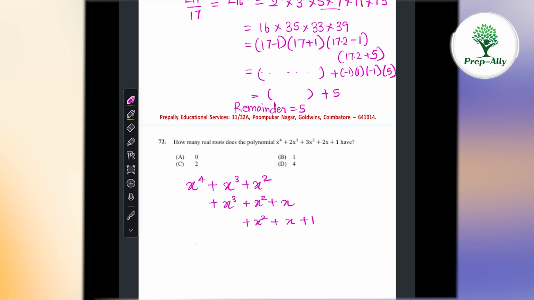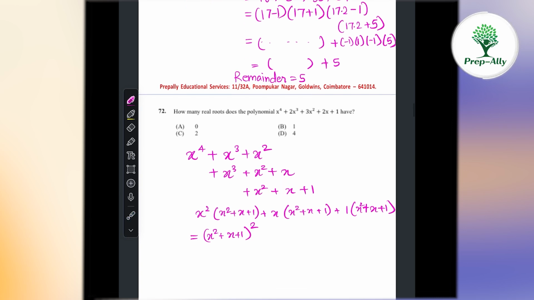And you can check by adding them all, you would get the exact same polynomial. So you can factorize this as x squared times x squared plus x plus 1 plus x times x squared plus x plus 1 plus 1 times x squared plus x plus 1, which equals x squared plus x plus 1 the whole squared. And because x squared plus x plus 1 has 0 real roots, this polynomial also has 0 real roots. So the answer to this question is A, 0.